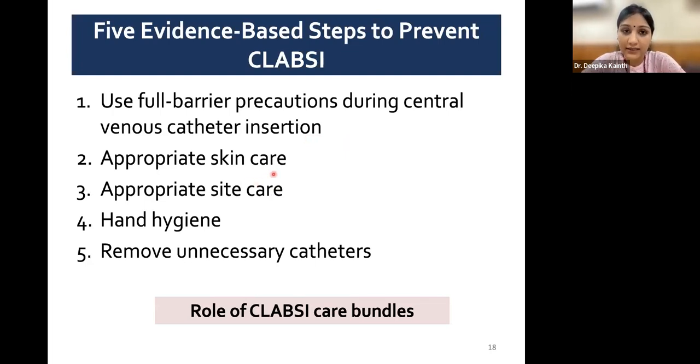Then appropriate skin care, appropriate site care, and hand hygiene, I cannot emphasize more. Hand hygiene has its own dividends. It decreases every type of infection in the unit. And good compliance with hand hygiene is a very good process indicator to see what the infection rate of any NICU is. And the 5th and the most important point is to remove any unnecessary catheters. So these are the 5 points which we need to remember, that CLABSI is very well preventable. And if we follow these 5 steps, we don't have to struggle with our CLABSI rates.